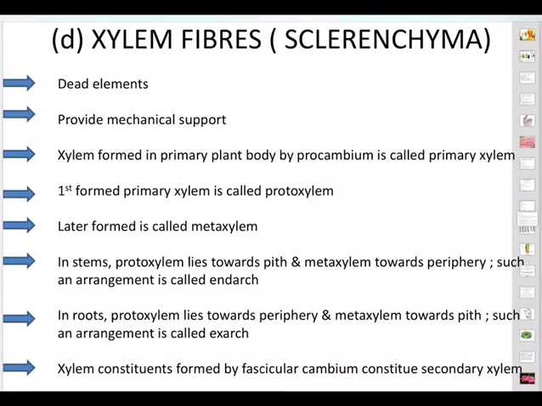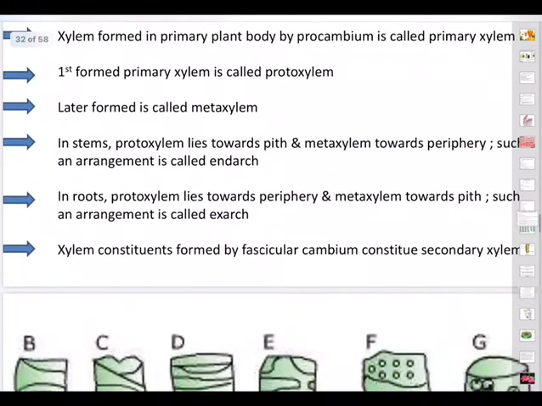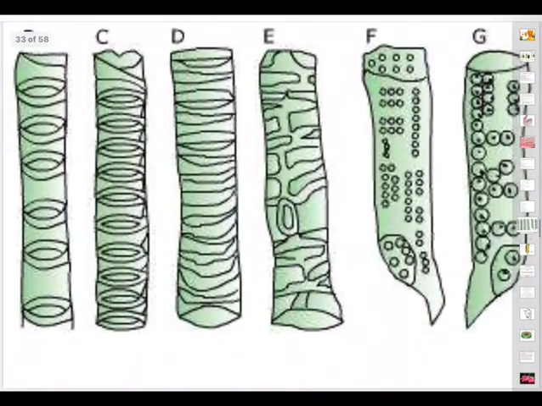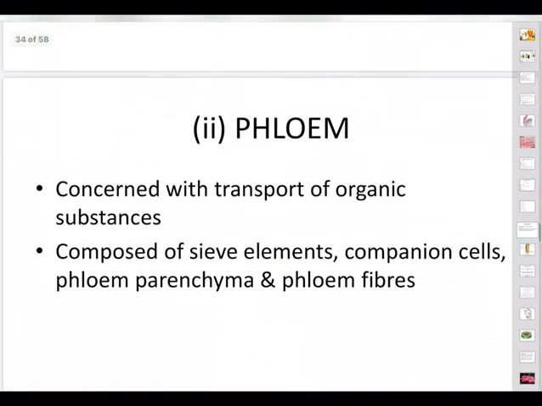And as we are seeing here, this is basically how they will be. Look at this, just like the water pipelines, both vertical as well as horizontal lines will be there. Depending upon how these pits are formed, you have got varieties of the tracheids and vessels. All these are responsible for transport of water and minerals.